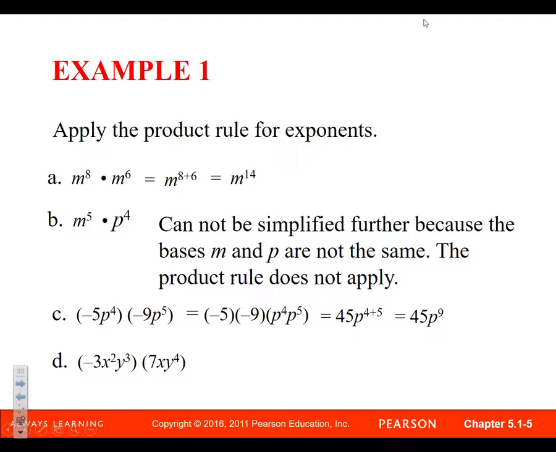So we're going to take care of the whole numbers first, or I should say the integers. -3 times 7, -21. Then I'm going to take a look at x to the second, and here's another x. So that would give me x to the third. And then take a look at the y's. I've got 3 of them here, and 4 of them there, and they are being multiplied, which yields y to the 7th. And we're done.